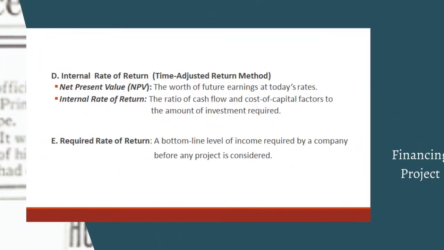And the internal rate of return, or the time-adjusted return period: if the net present value, or the NPV, is the worth of the future earnings at today's rates, the internal rate of return is the ratio of cash flow and cost of capital factors to the amount of investment required. And required rate of return is a bottom line level of income required by a company before any project is considered. If the venture cannot be shown to benefit the company economically in cost savings, efficiency enhancement, or cash flow, it is rejected outright.